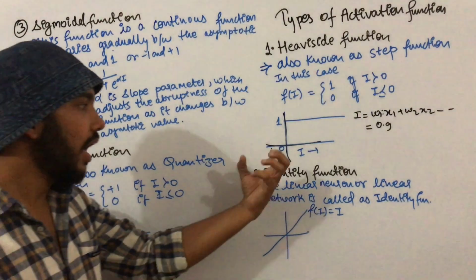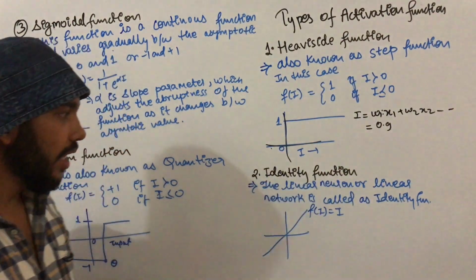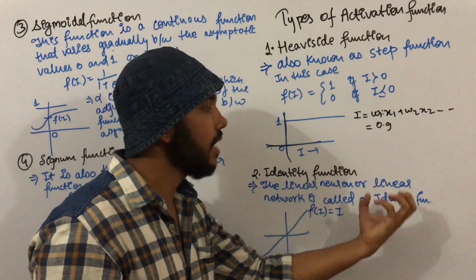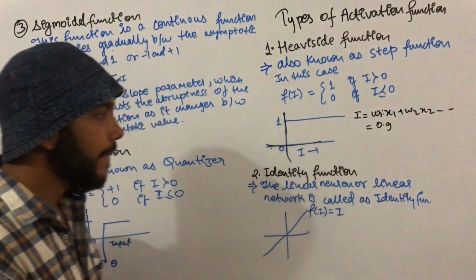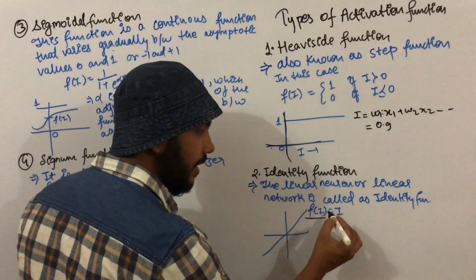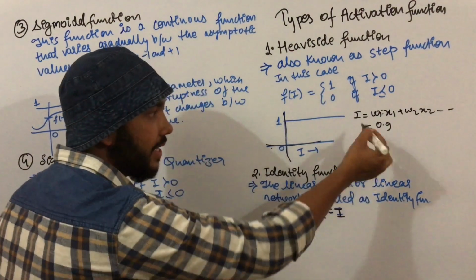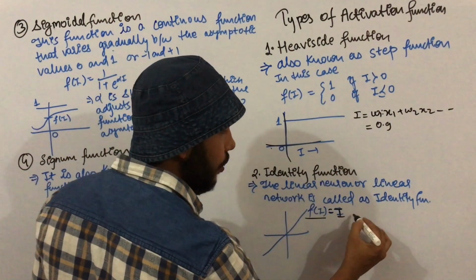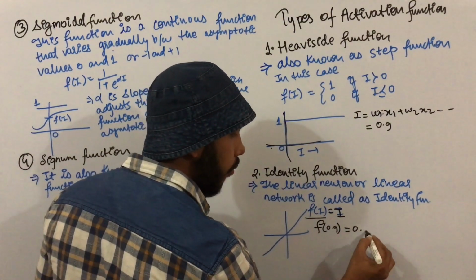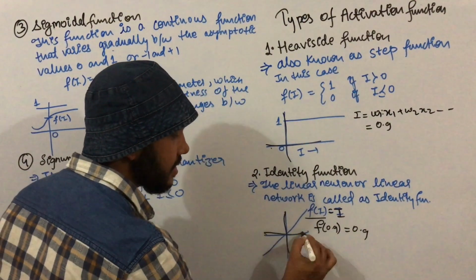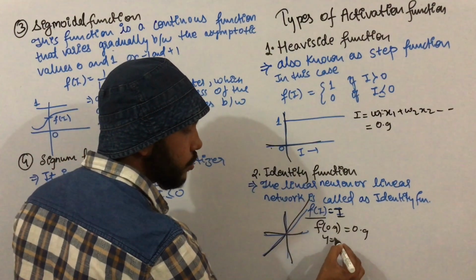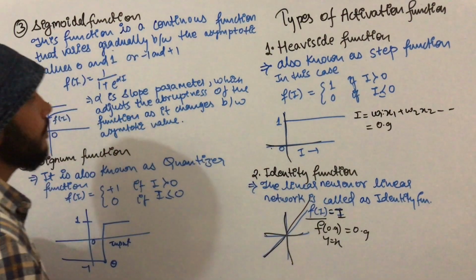The second function is the identity function. The linear neuron or linear network is called the identity function. As the name suggests, for the identity function we will have f of I equals I. That is, suppose our I value is 0.9, then f of 0.9 will be 0.9. And the graph for this identity function is y equals x.